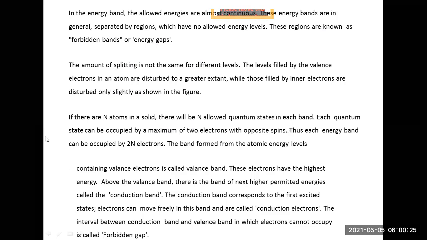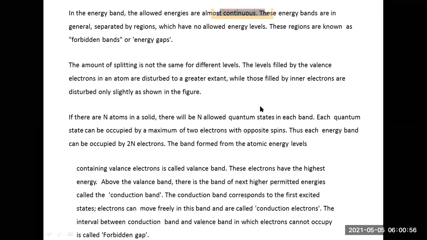Now, the band which is formed by the atomic energy levels containing valence electrons: the energy levels will try to come closer to each other, and they'll form a band. We are talking about the valence electrons, right? Inside the atoms, you have electrons which are revolving around the nucleus. So the band which is formed by the valence electrons of the given element is said to be the valence band.